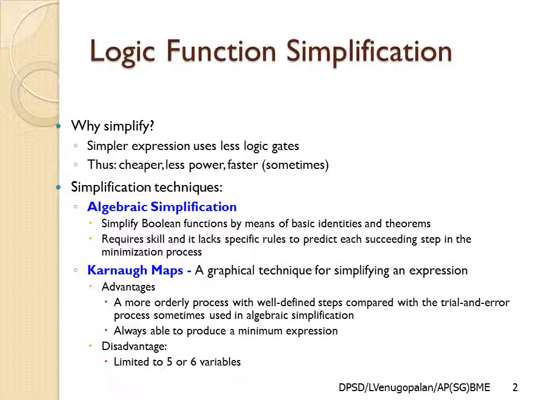The advantage of using a K-map or Karnaugh map is that it is a more orderly process with well-defined steps, compared with the trial and error process which sometimes is used in algebraic simplification. So logically it reads better, it's easier to understand, and it's always able to produce a minimum expression. The disadvantage is that the maximum you can have is 5 or 6 variables. More than that, it becomes really complicated, and using simple Boolean algebra is much easier than using a K-map.